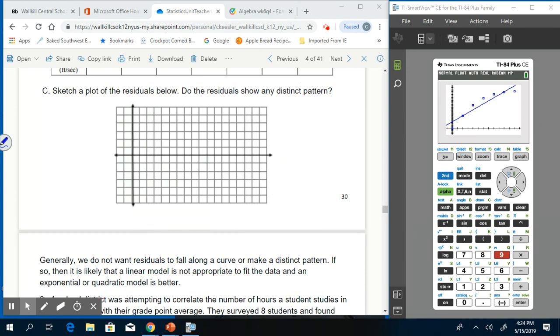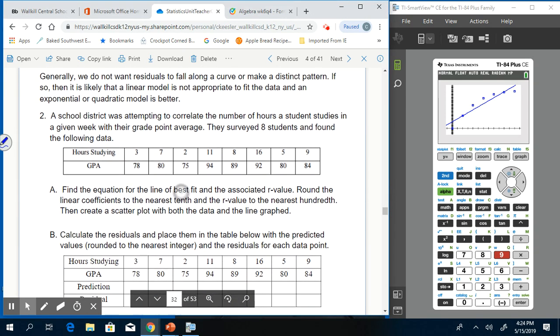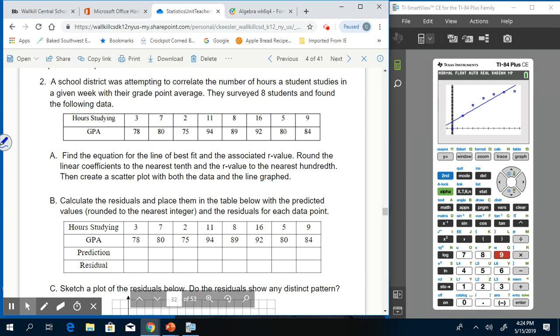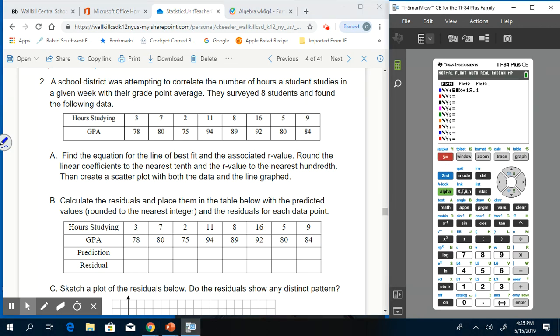Okay, so now we have a school district that was attempting to correlate the number of hours a student studies in a given week with their grade point average. They surveyed 8 students and found the following data. So again, we're going to go back into our calculator. Let's go to our y equals and get rid of that equation, and then go to stat and edit and get rid of all the values here, and re-enter our new data.